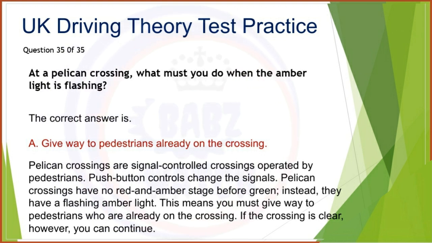Give way to pedestrians already on the crossing. Pelican Crossings are signal-controlled crossings operated by pedestrians. Push-button controls change the signals. Pelican Crossings have no red and amber stage before green. Instead, they have a flashing amber light. This means you must give way to pedestrians who are already on the crossing. If the crossing is clear, however, you can continue.